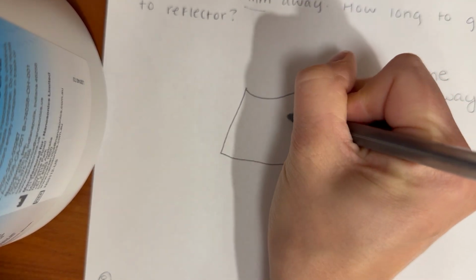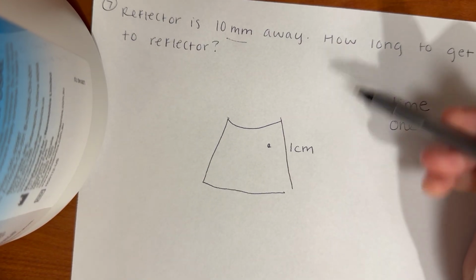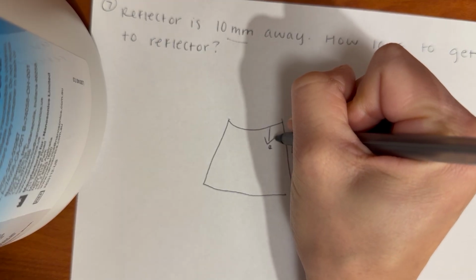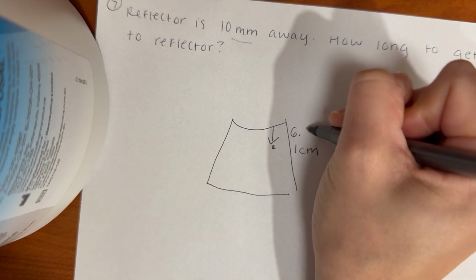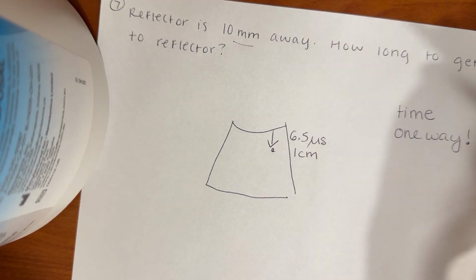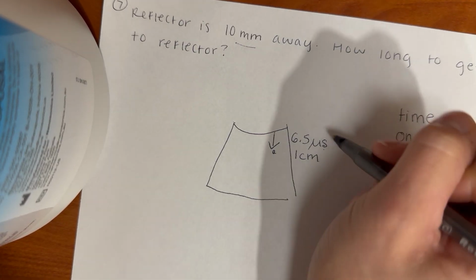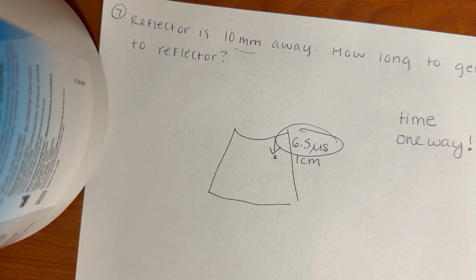10 millimeters is 1 centimeter. And we know that if we're not coming back from the reflector, we just wanna go down to the reflector. So instead of the 13 microsecond rule, we think of it as the 6.5 microsecond rule. So 6.5 to get to 1 centimeter. And that's actually our answer for this one, 6.5. We don't have to go any further.